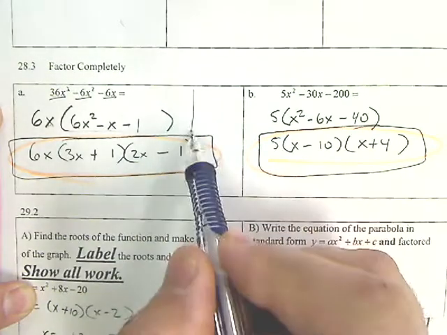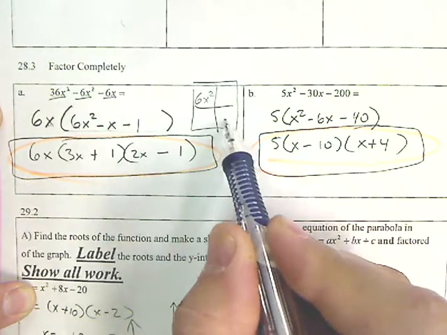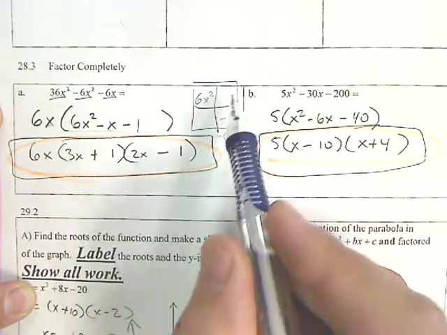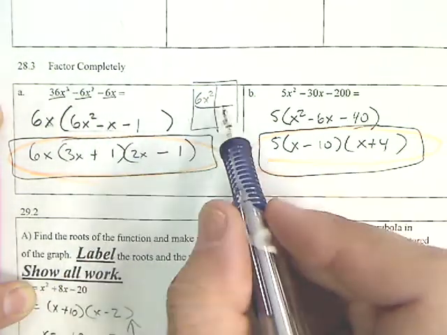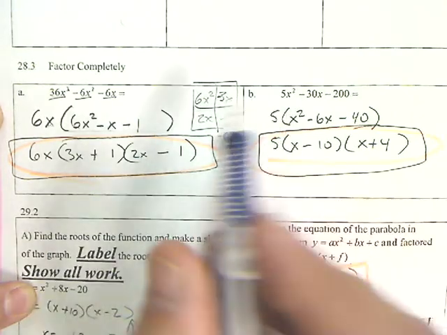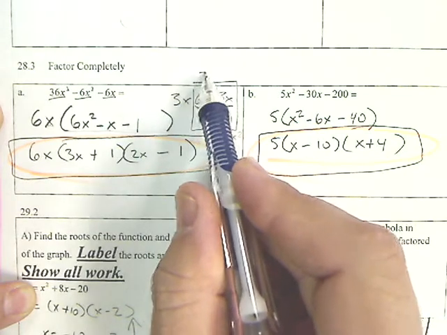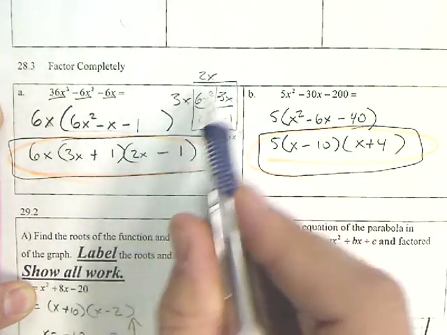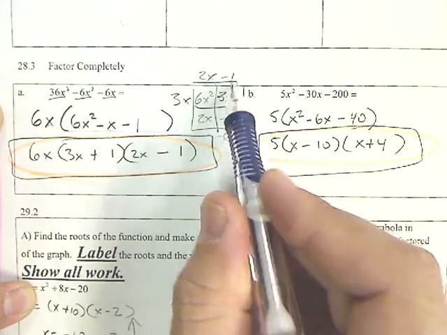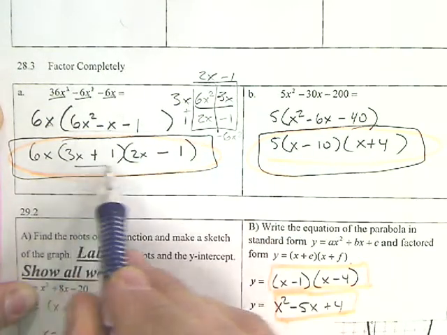So you can make a little generic rectangle if you like. 6x squared and a negative 1. Two numbers that multiply together to be negative 6x squared and add together to be negative 1. So that would be 3x and 2x. This one would have to be negative. Common factor. 3x times what is negative 3x? And that would be minus 1. 2x times what is 2x? That's 1. And that's how I got those two guys.